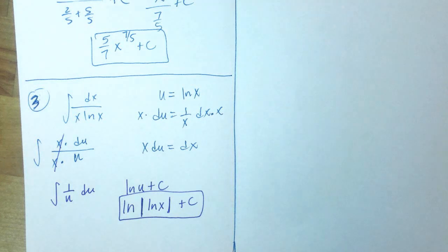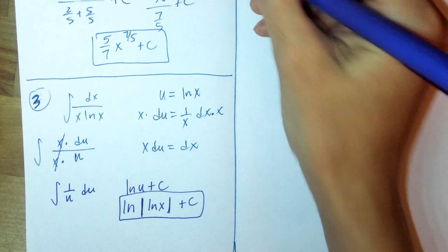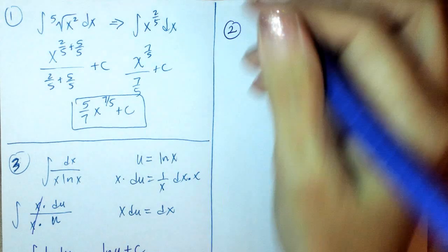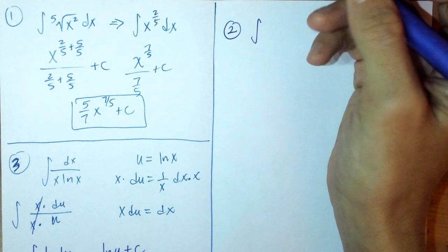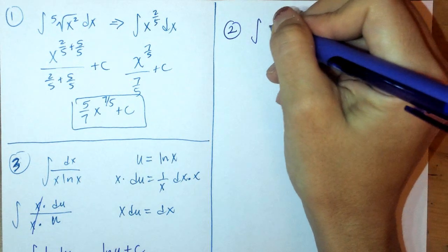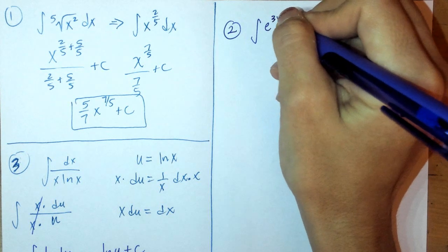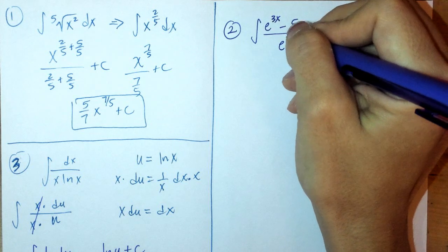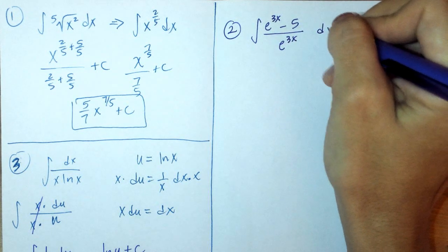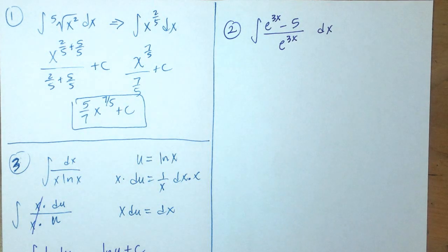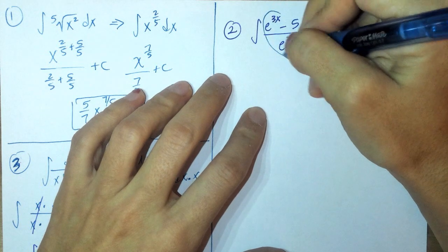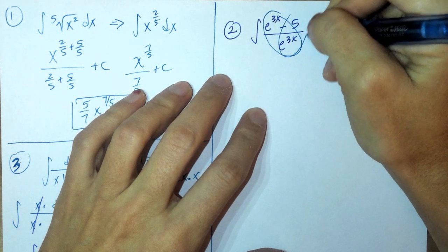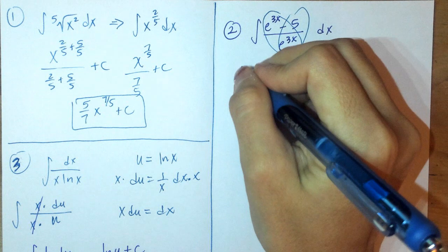All right, let's look at number 2. I'll do number 2 over here. So how I would do this one, this is the integral of e to the 3x minus 5 over e to the 3x, dx. I would split this up and do a little I heart math. Watch, I heart math. Math hearts me. So it looks like this.